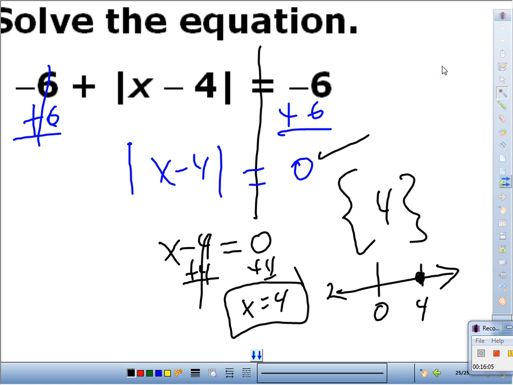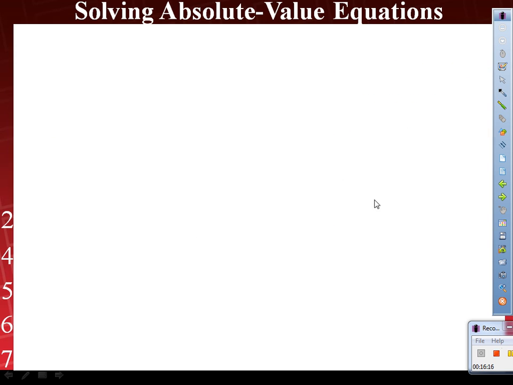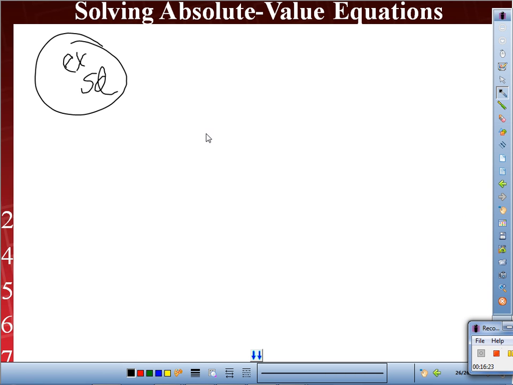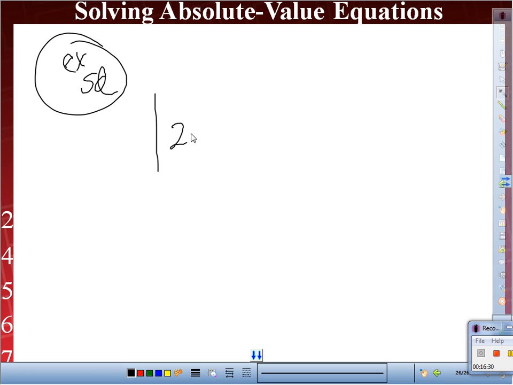Okay, and the last one. Copy this one. Absolute value, 2x plus 1. Close the absolute value. Plus 30 equals 7. Don't say it out loud. Keep it to yourself. See what you get.